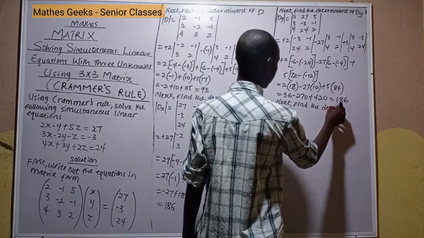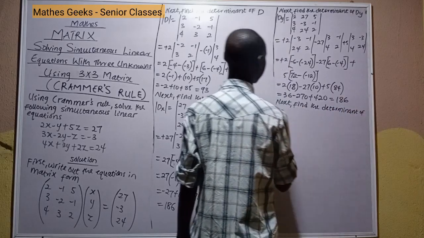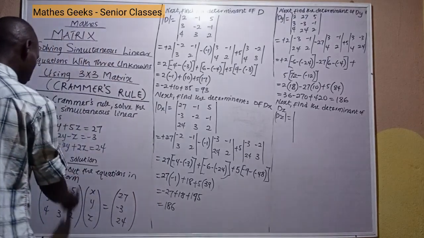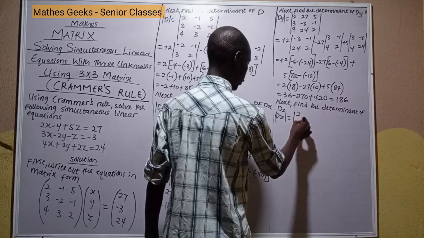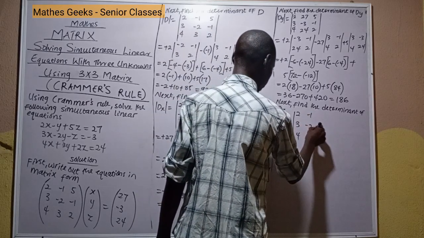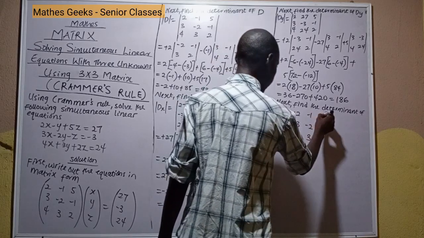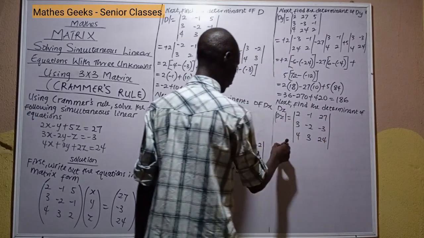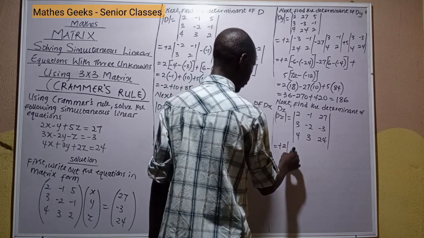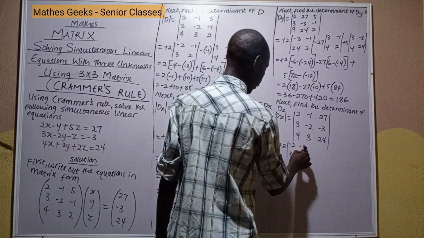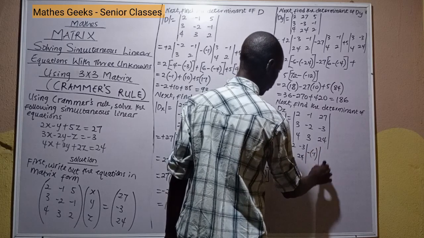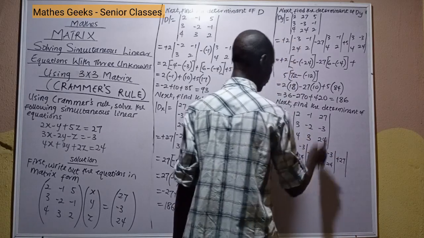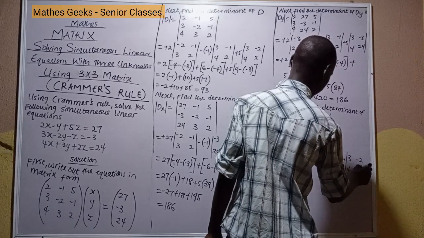Find the determinant of dz. It's easy. When we replace for dz, replace the z column by this column. 2 to 4, 2 to 4, minus 1, minus 2, 3, 27, minus 3, 24, plus 2, minus 2, 3, minus 3, 24, minus 1, 3, 4, minus 3, 24, plus 27, 3, 4, minus 2, 3.